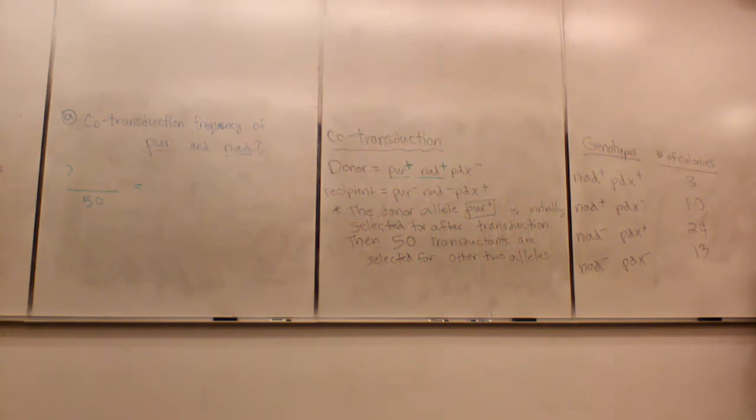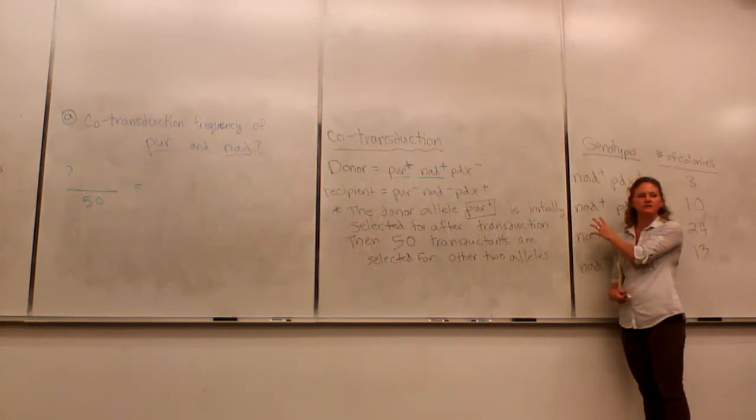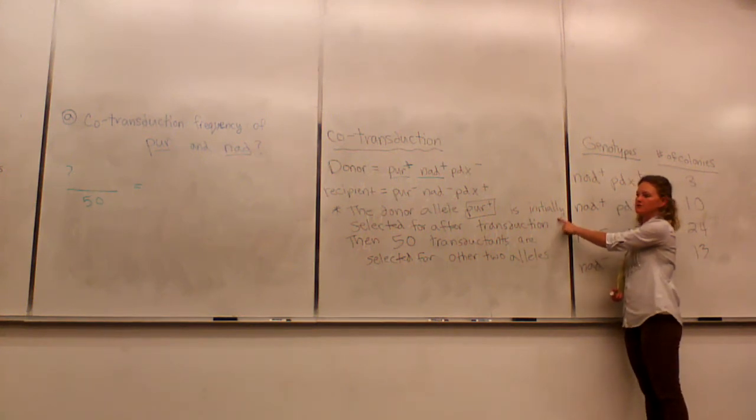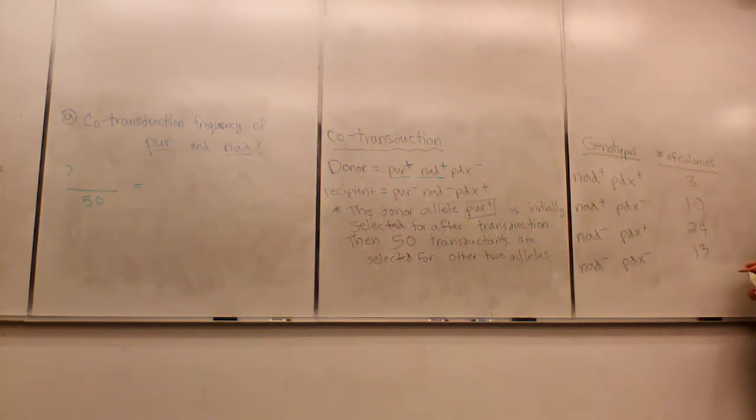Okay. How do we know which of these are pure plus? All of them. All of them, yes. I'm glad you're right. Sometimes you might be told in more of a sentence structured format versus in the table, but you're told right here the donor allele pure plus is initially selected for. Then the other 50 transduced.